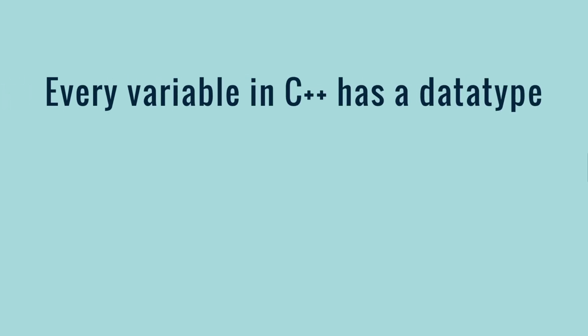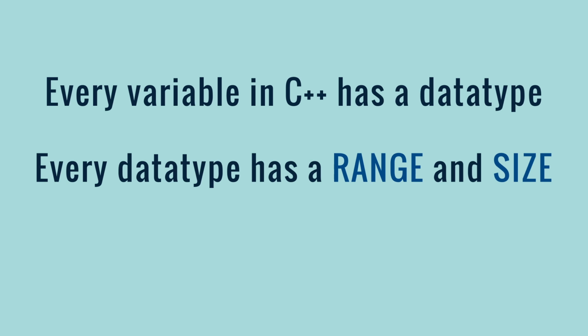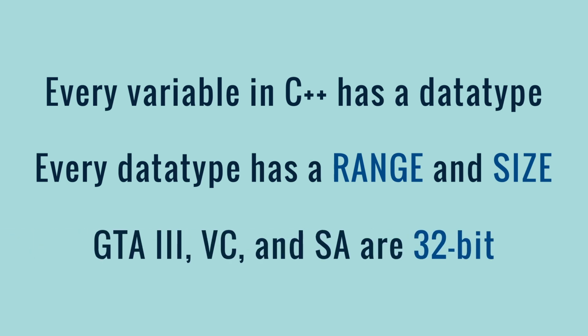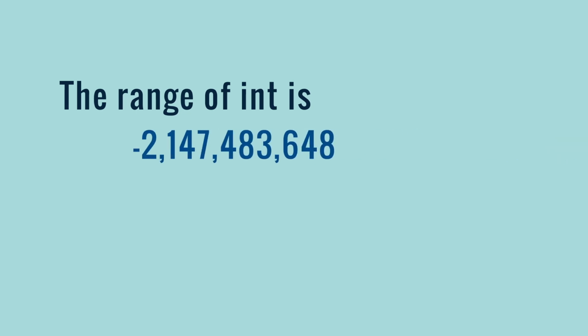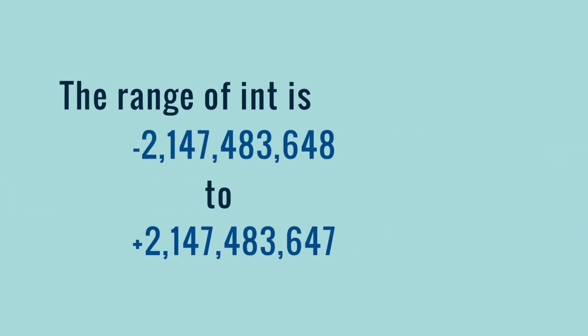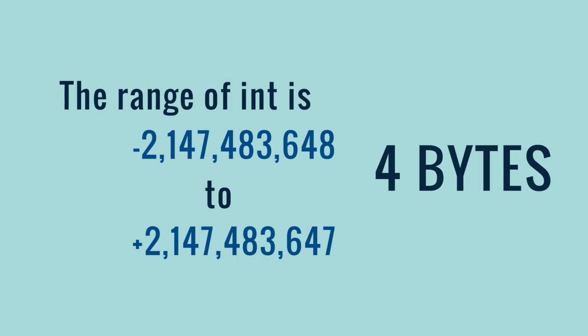Every variable in C++ has a data type, and every data type has a range and size. GTA 3, VC, and San Andreas are 32-bit. In a 32-bit process, the range of int is -2 billion to +2 billion, and the size is 4 bytes.